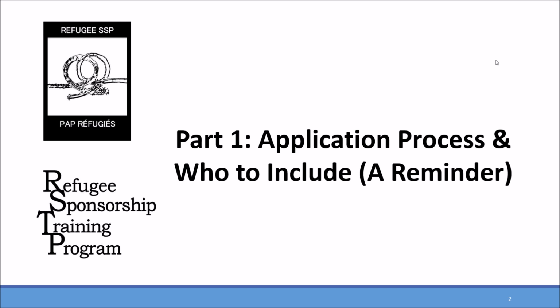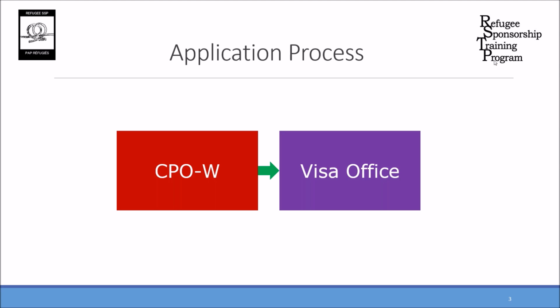We are going to start off with a quick reminder of the application process and who can be included on a single application package. Once the forms for the refugee applicant and the sponsors have been completed and all of the supporting documentation gathered, it can be submitted electronically or via regular mail to the centralized processing office in Winnipeg.